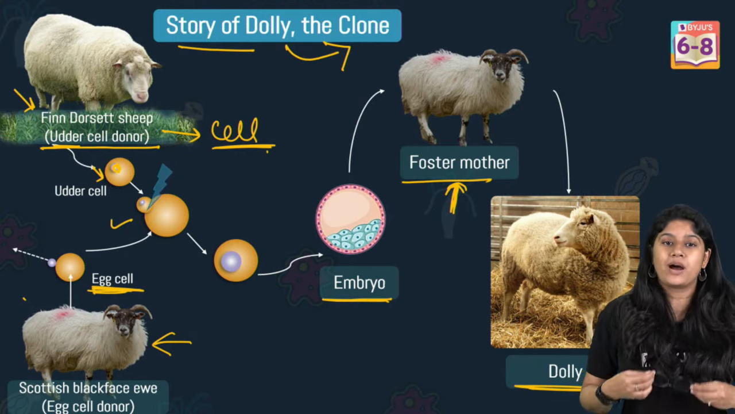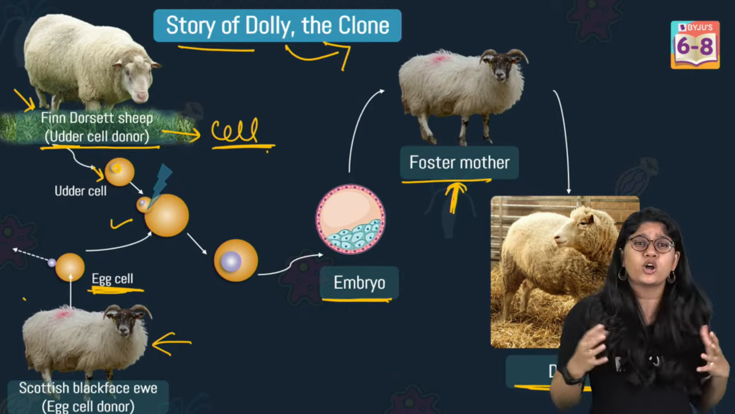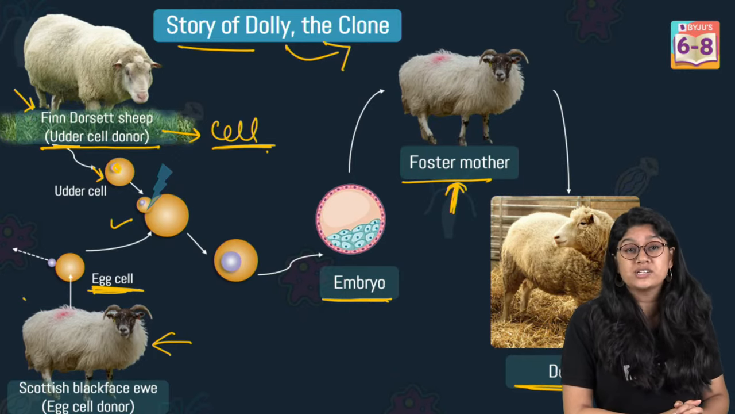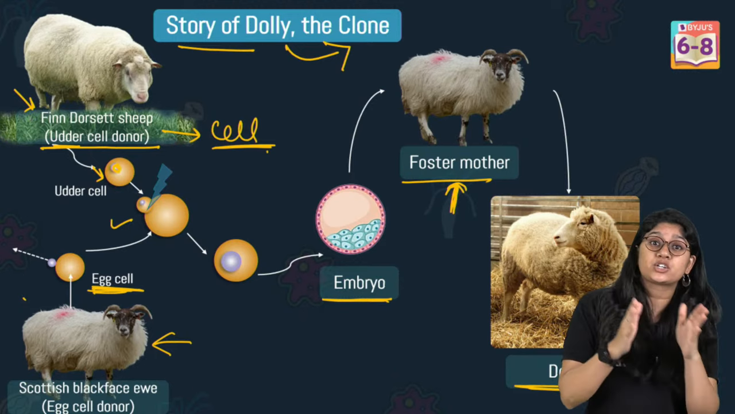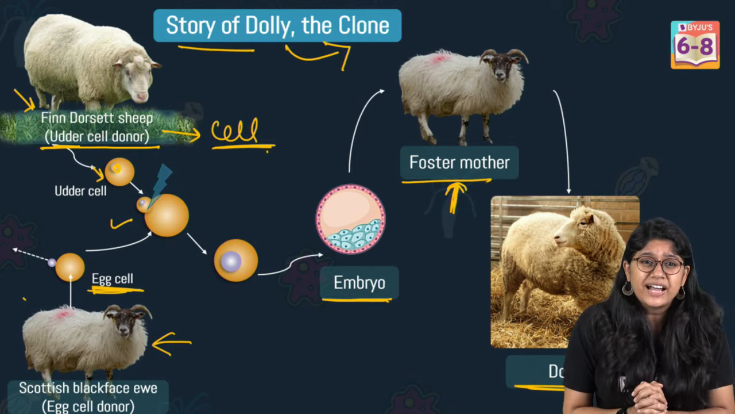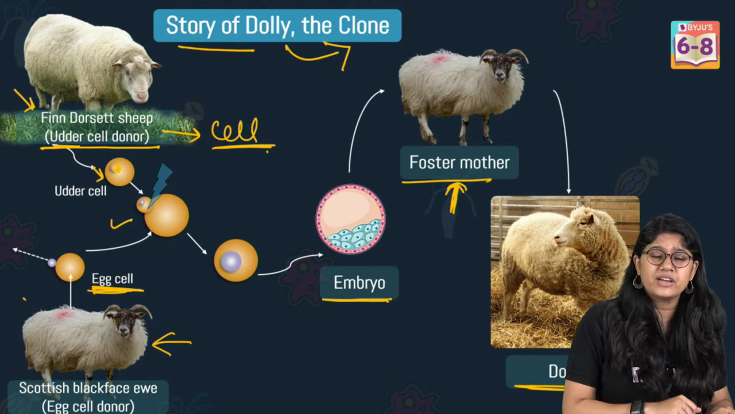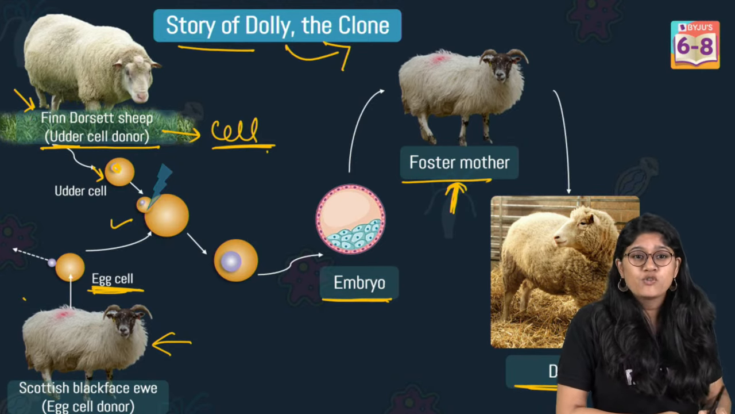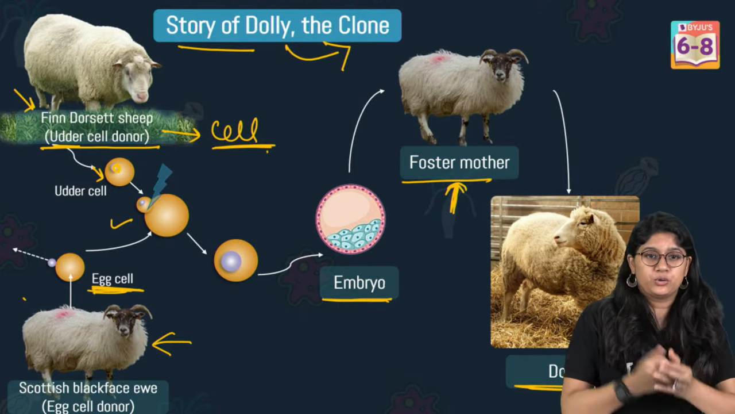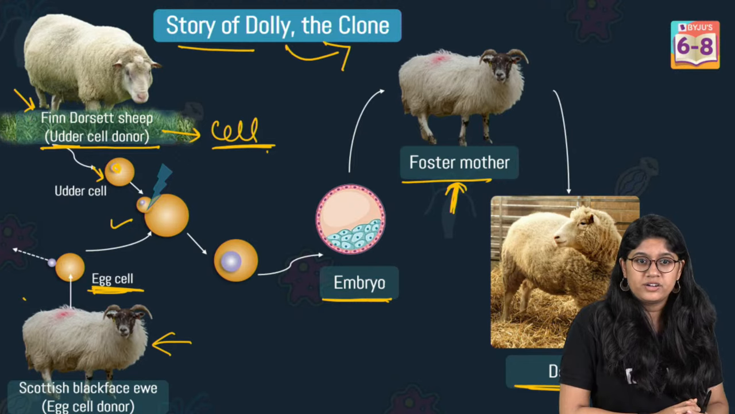Are we clear, everyone? I'm sure all of us have heard about clones. Clones are formed where they are the exact copy. Over here we have the egg cell. Foster means surrogate, a mother who is just carrying the embryo. They are the mammary gland cells. Okay? Got it?